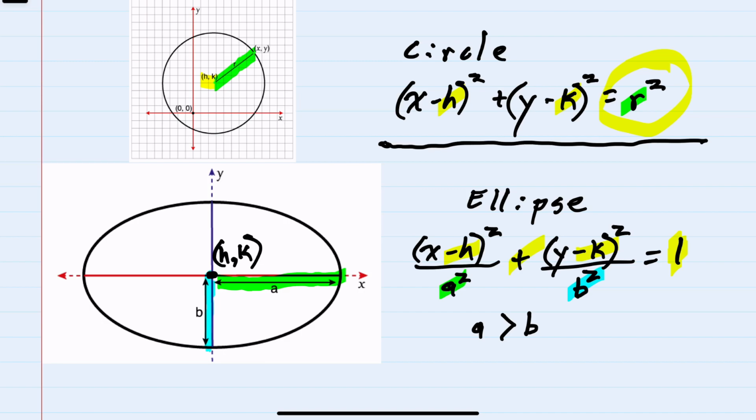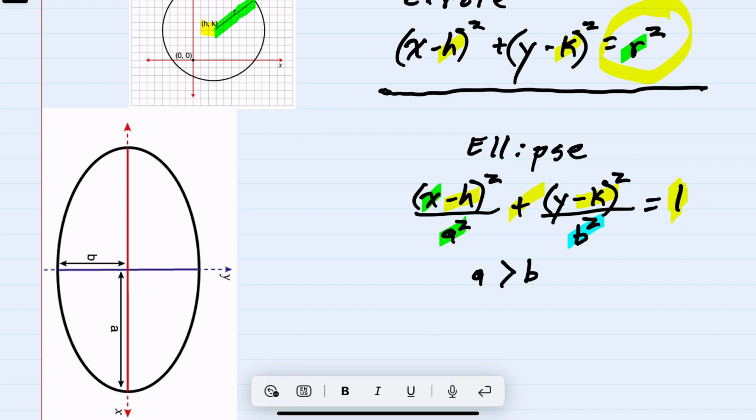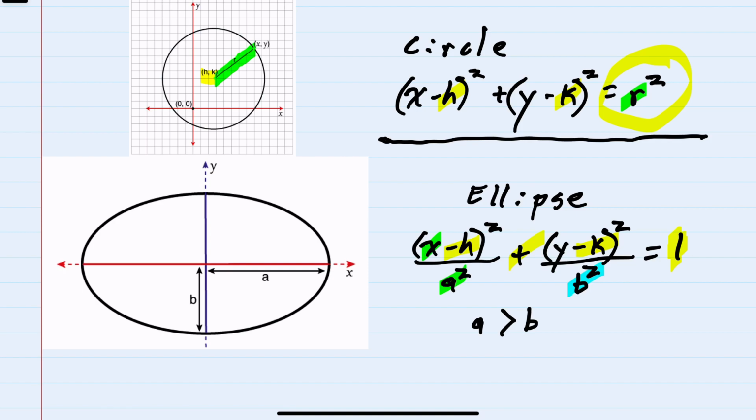You can see in this example that the a² is under the x term, so it has been stretched horizontally. If the a² was under the y term, then the ellipse would be stretched vertically instead of horizontally. But for this example, I'll keep it horizontal, where the a term is under the x value. For terminology, a is the semi-major axis, so the length of the major axis is 2a, and b is the semi-minor axis, which has a length of 2b.